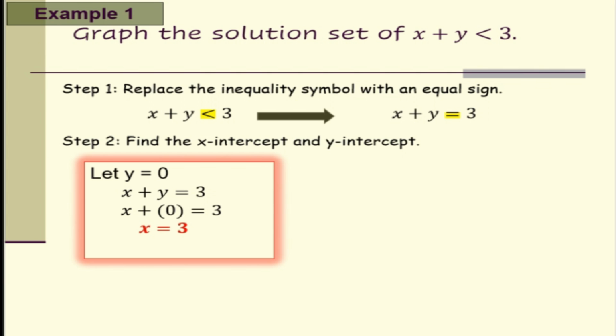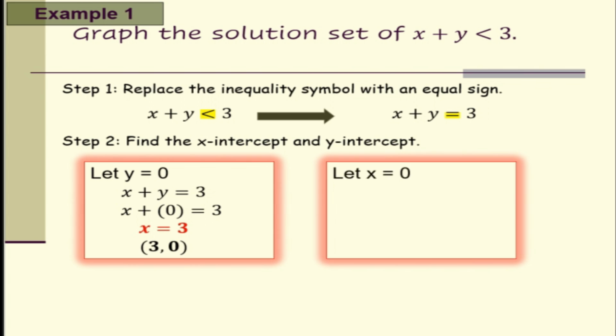The x-intercept of the inequality x plus y is less than 3 is 3, or the ordered pair for this is 3, 0. To find the y-intercept, let x is equal to 0. We have x plus y is equal to 3. Change x into 0. We have 0 plus y is equal to 3. The result is y is equal to 3, or the ordered pair is 0, 3.